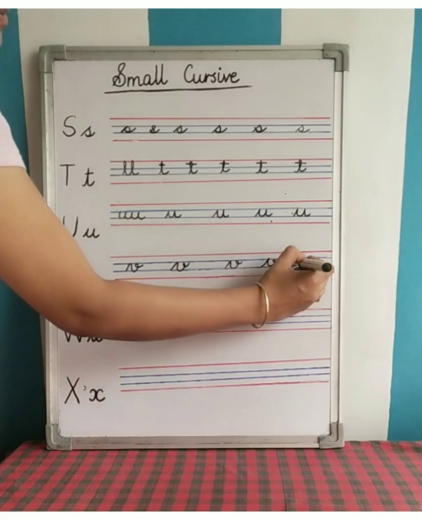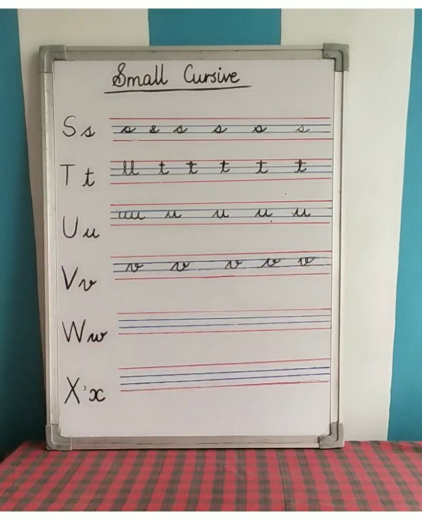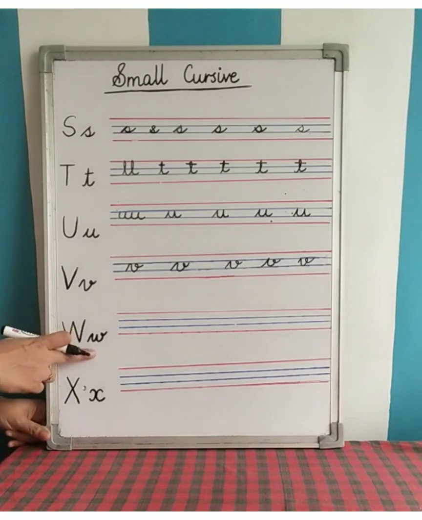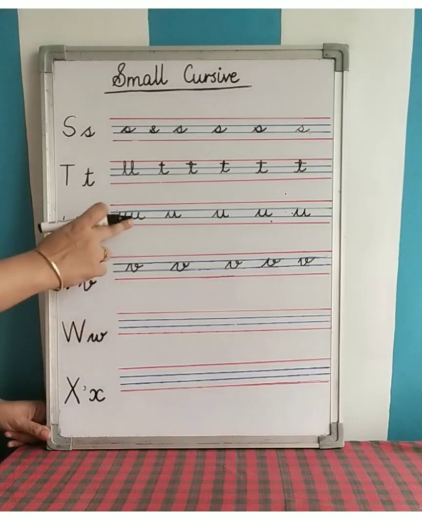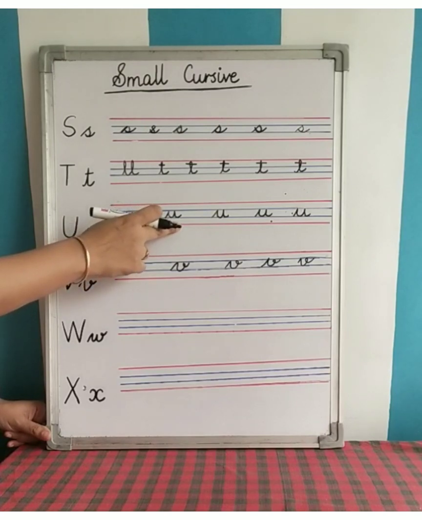So students, you can see many letters today are in between the two blue lines. S, U, V. Now W also we will write between the two blue lines. These letters are called stomach letters, which are written in between the two blue lines.